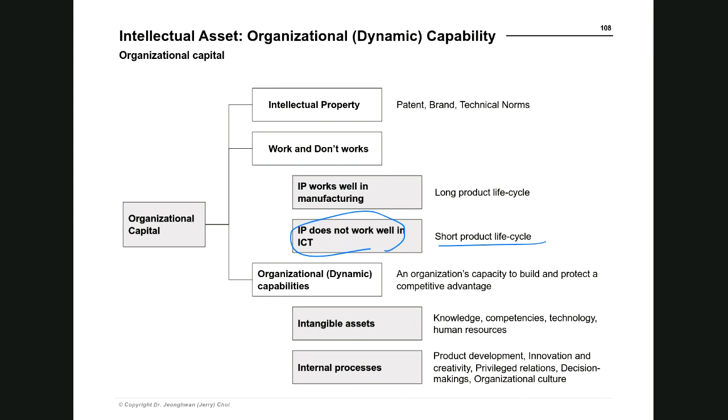Which industry works best for intellectual property? That's pharmaceutical. The pharmaceutical industry works best for intellectual property protection, because it has a very long product life cycle, more than 10 years. For example, the coronavirus. Does anybody know when we can get the vaccine or the cure, the medicine for the coronavirus?